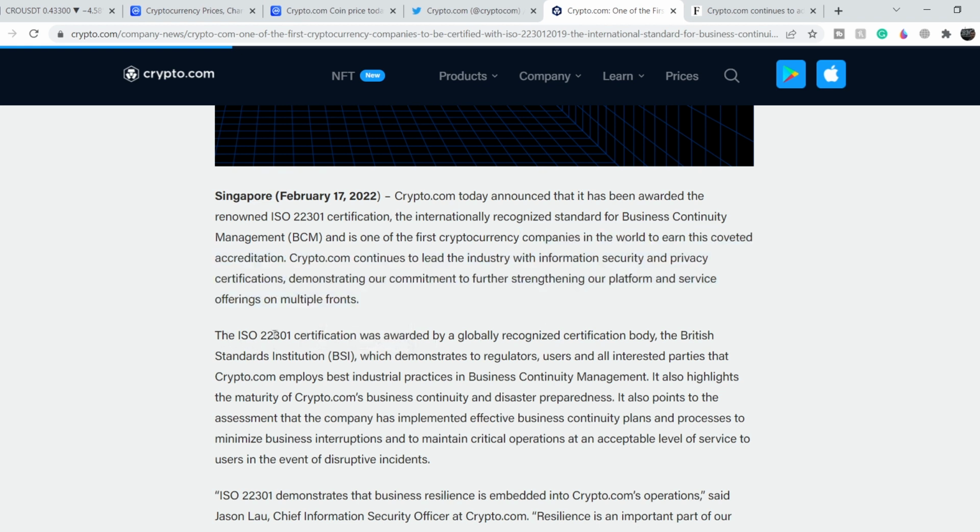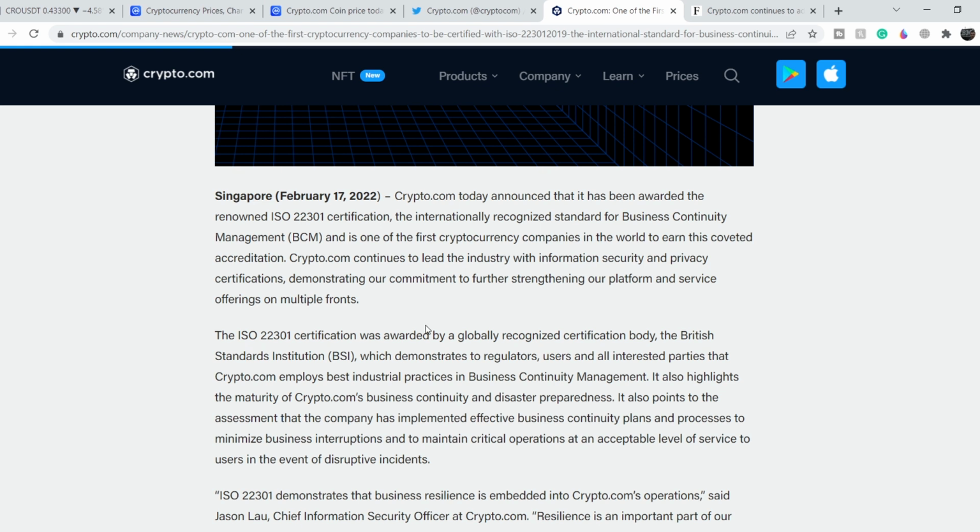The ISO 22301 certification was awarded by a globally recognized certification body, the British Standards Institution, which demonstrates to regulators, users, and all interested parties that Crypto.com employs best industry practices in business continuity management. It also highlights the maturity of Crypto.com's business continuity and disaster preparedness. It also points to the assessment that the company has implemented effective business continuity plans and processes to minimize business interruptions and to maintain critical operations at an acceptable level to service users in the event of disruptive incidents.